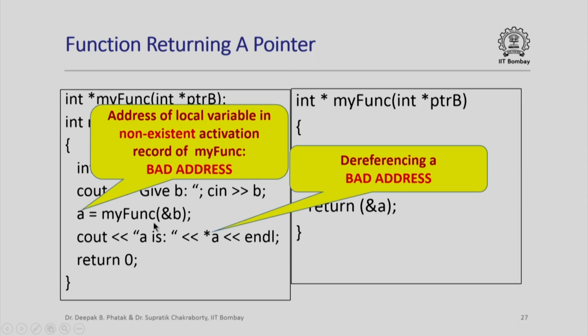So when I return back to the main function, the activation record of myfunc is gone, it doesn't exist. So the address that is returned by myfunc, which was the address of the local variable a in myfunc, is actually a bad address. When I try to dereference it, my program will crash.